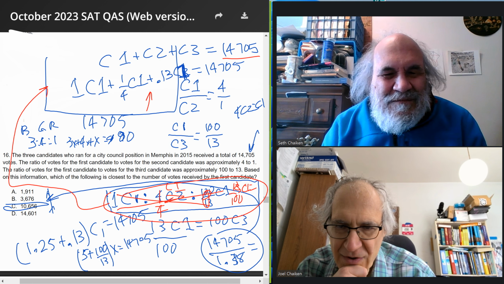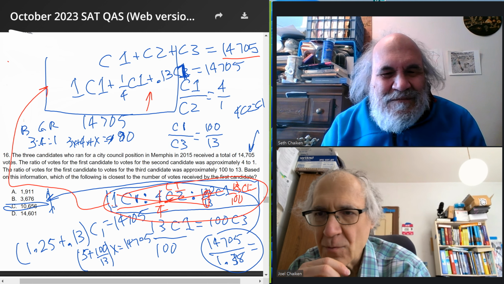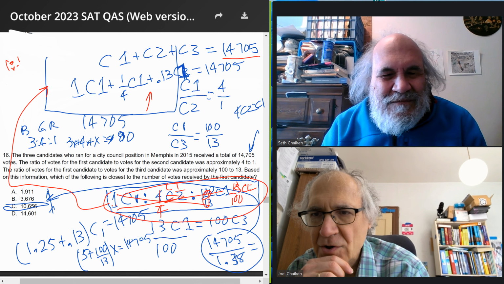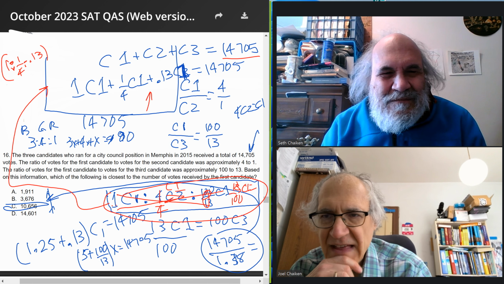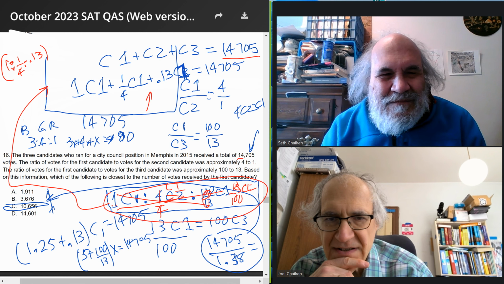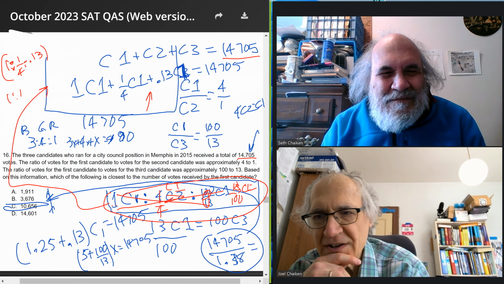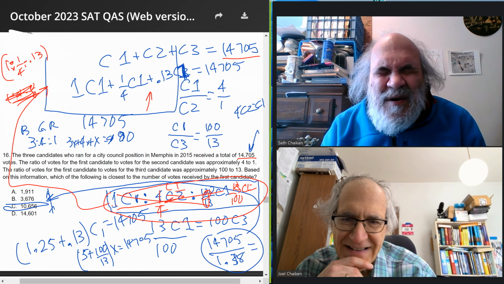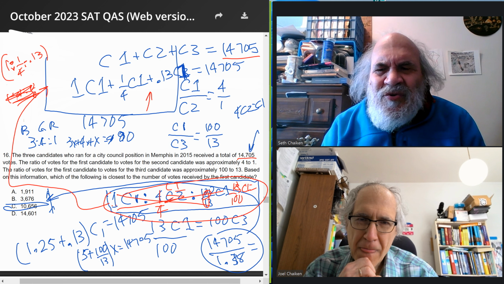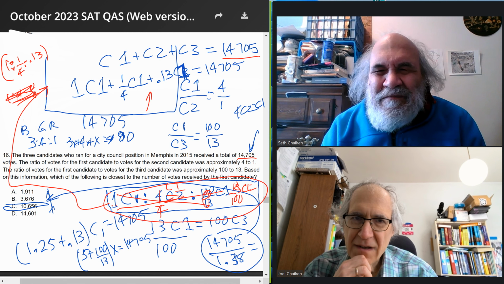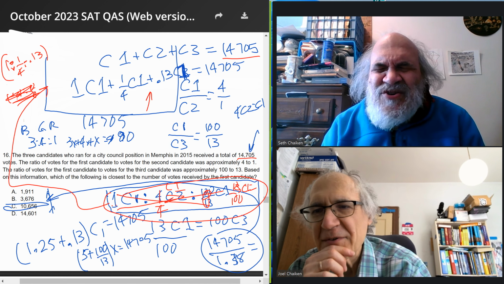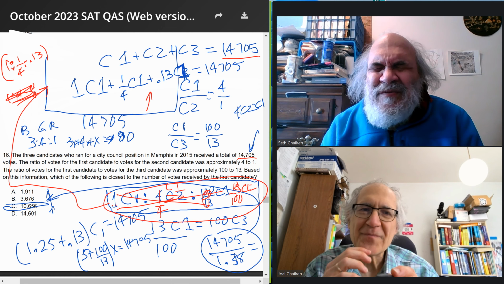So the ratios are 1 to 1/4 to 0.13. Those are the ratios that add up to 14,705. I got it wrong. I said 1 to 4 to 10 over 13. That's completely wrong because this makes no sense. How do ratios add up to a number? You said ratios add up to a count of.